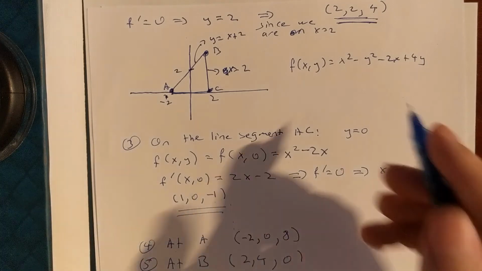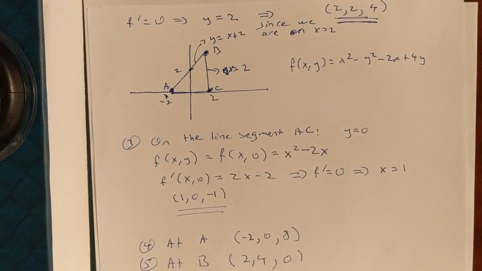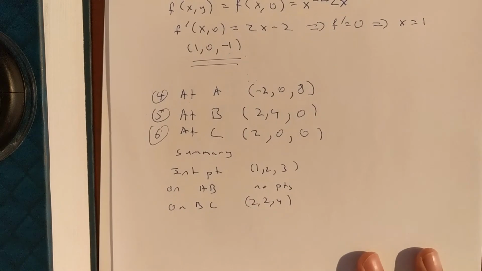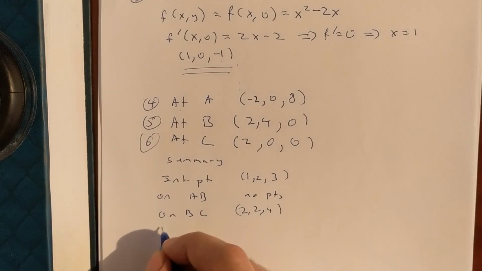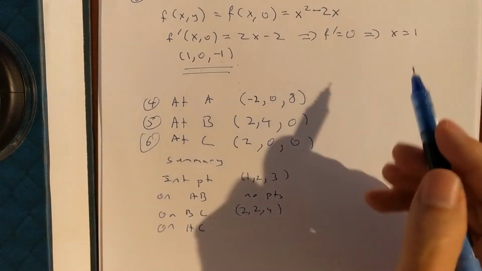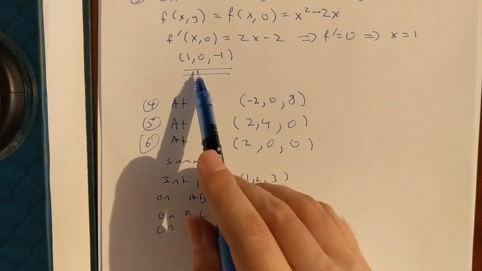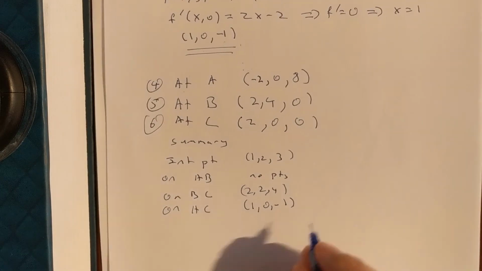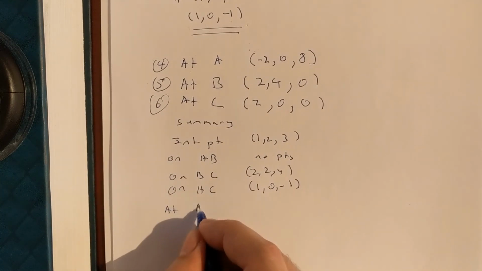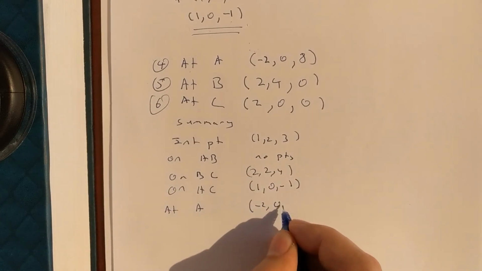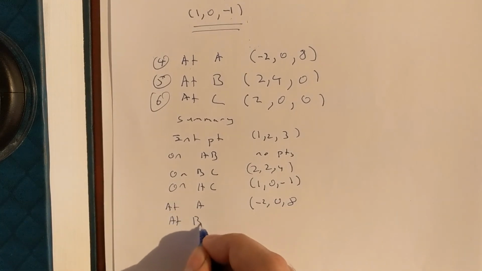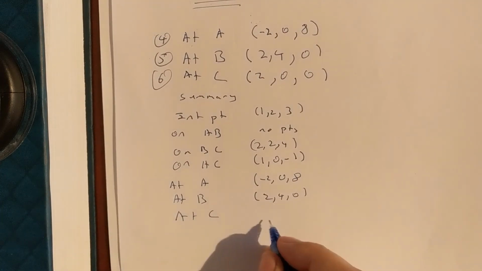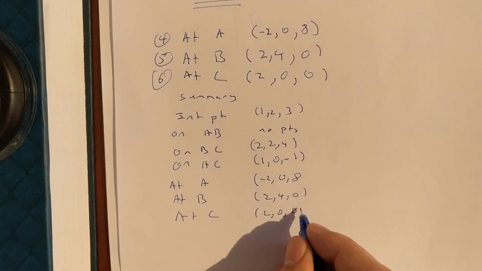On BC, oh, it's right over here. We got the point 2, 2, 4. It's right over here on the top of the page. Okay, we got the point 2, 2, 4. On AC, you see, and it's right over here also. On AC, we got the point 1, 1, 0, minus 1. Okay, and so next at A, we have minus 2, 0, 8. At B, we have 2, 4, 0. And at C, finally, we have 2, 0, 0. Okay?